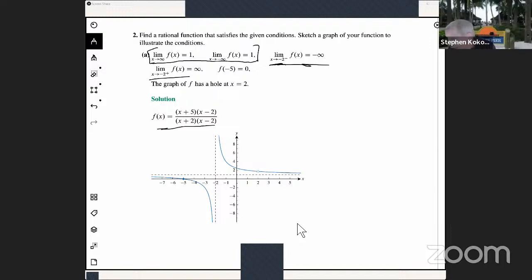Okay, good. So the limit as x goes to -2 from the left of f of x is equal to -infinity. The limit as x goes to -2 from the right of f of x is equal to +infinity.